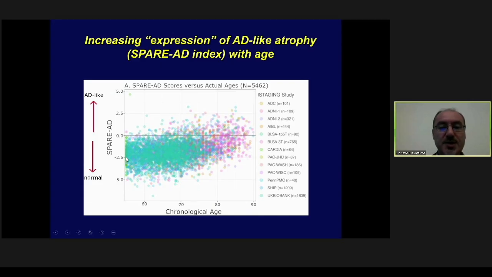Here's a plot that shows the evolution, the progression of SPARE over age. As you see here, it goes up non-linearly, which is not good news, of course, but unfortunately that's what it is. And it shows that this spatial pattern, the AD-like spatial patterns of atrophy, evolve especially after the age of 70, they start to develop rapidly.